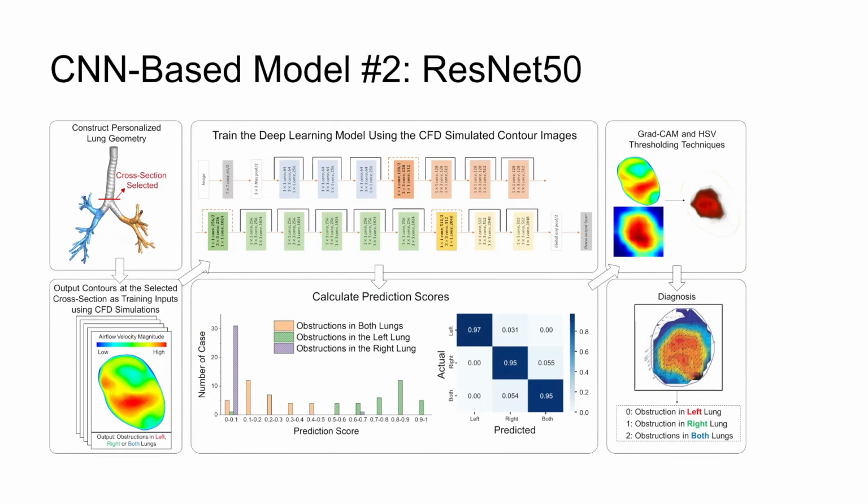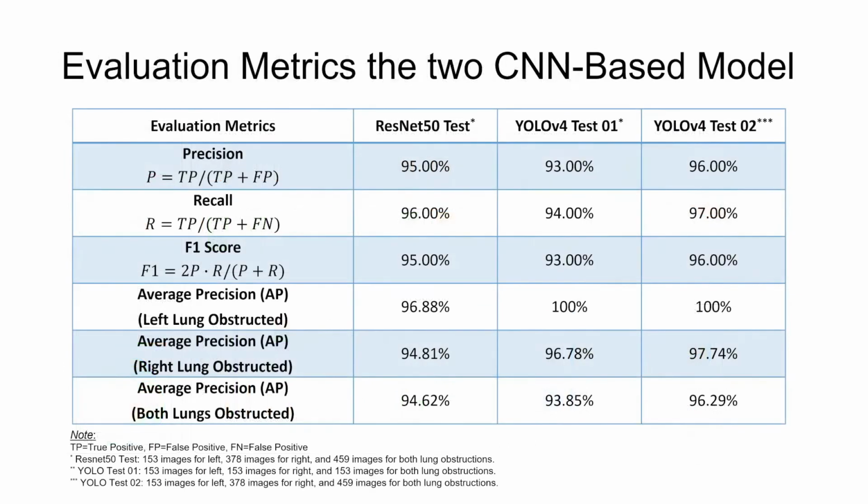We also used another open source CNN code called ResNet 50, and the idea is the same. We input images as labeled data, and we see how well this algorithm can predict the obstruction sites. Here are the statistics. What we can see is that the average precision is pretty good. All three tests we ran using different codes give average precisions higher than 93%, which is pretty accurate.